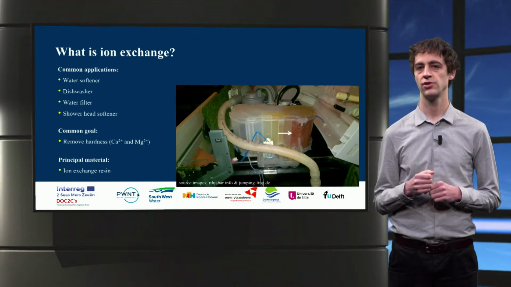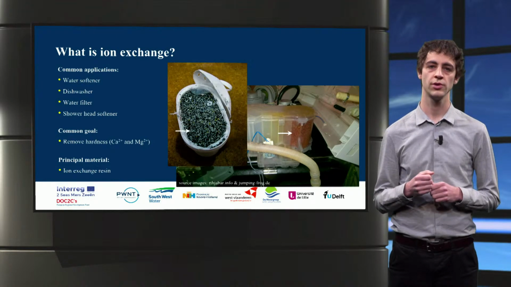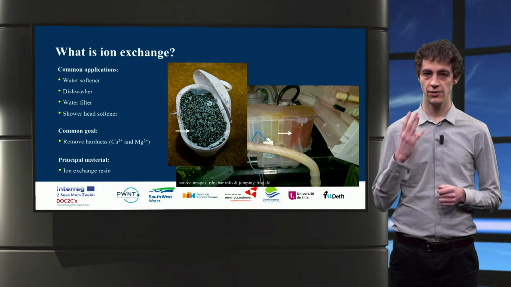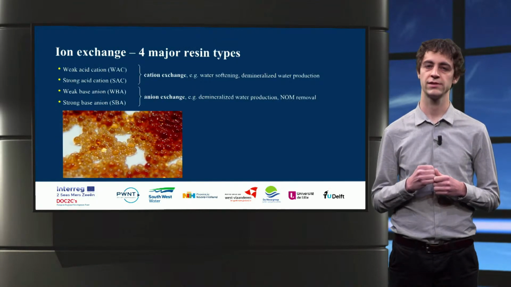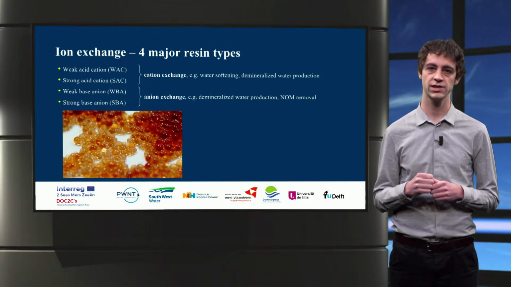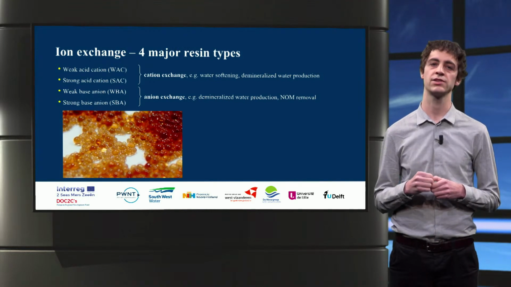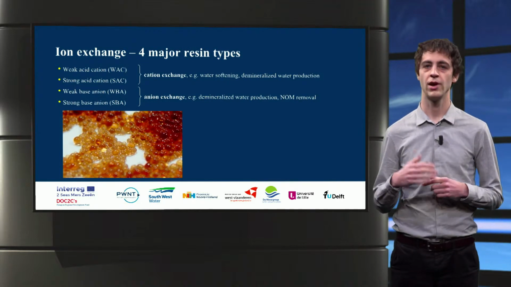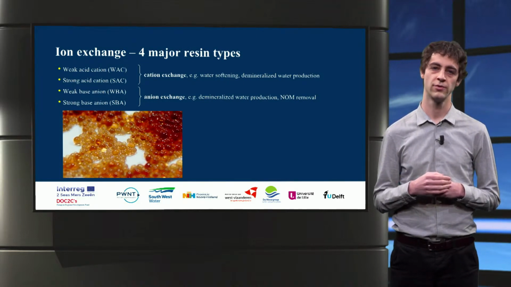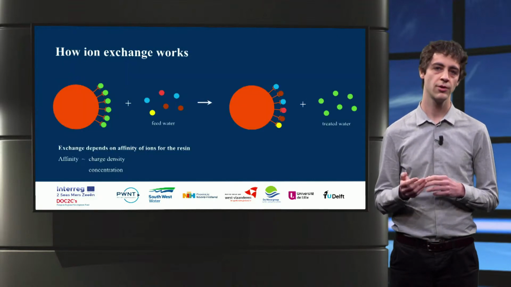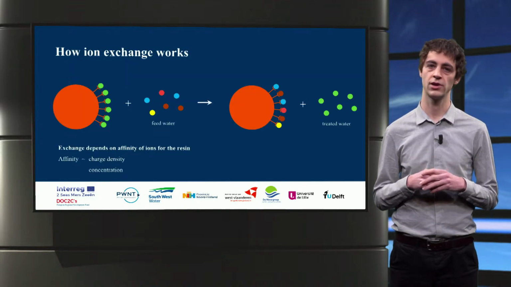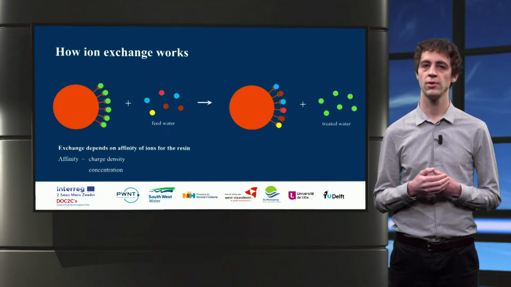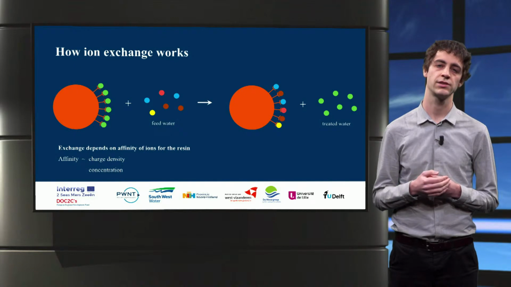If you would look inside your dishwasher, or if you would cut open your water filter, you would see that they indeed contain ion exchange resins. There are four major types of ion exchange resins. Two of them are cation exchange resins and two of them are anion exchange resins. Cation exchange resins can be used for water softening, while anion exchange resins can be used for removing NOM from water. I will only briefly touch the mechanism of ion exchange here, but if you would like to know more, please watch the video of Erik Koreman on NOM removal by ion exchange.